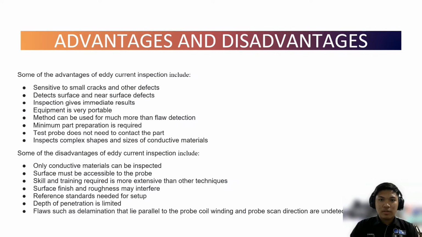Some of the advantages of eddy current inspection include: sensitive to small cracks and other defects, detects surface and near-surface defects. Inspection gives immediate results. Equipment is very portable. Method can be used for much more than flaw detection. Minimum part preparation is required. The test probe does not need to contact the part. Inspection can be applied to complex shapes and sizes of conductive material.